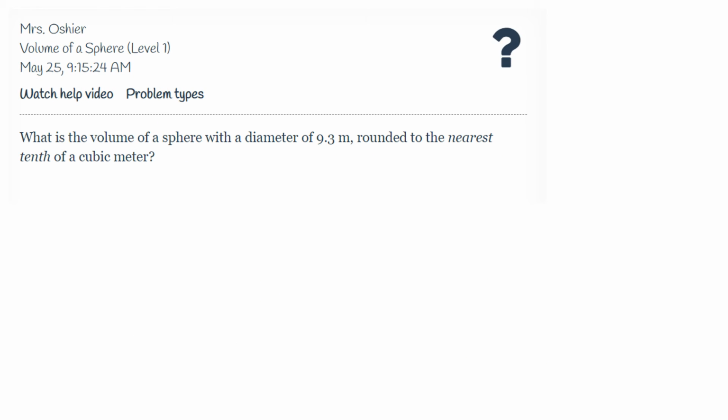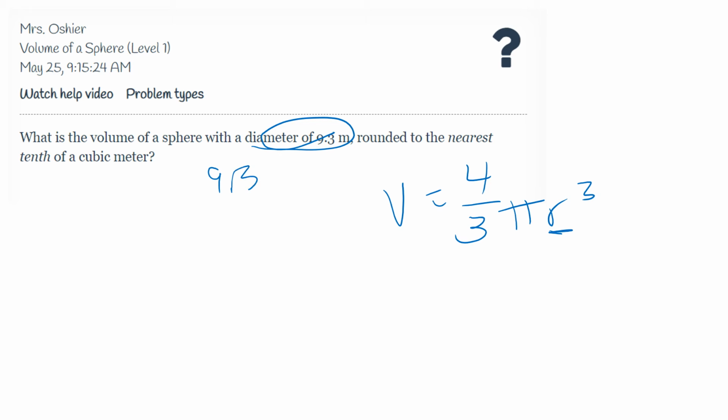A sphere is going to be V equals 4/3 pi r cubed. Again, this is just the formula for it. I need the radius. I have a diameter. So remember, 9.3 divided by 2 is going to give me my radius, which is 4.65. So now that I have that, I can substitute it in.